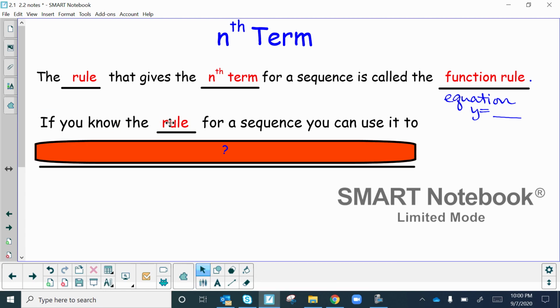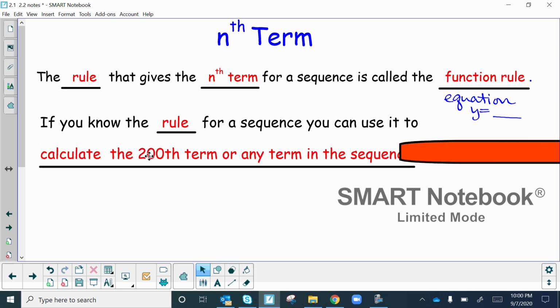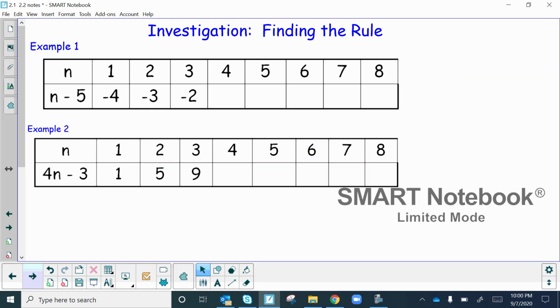Okay, so if you know the rule for a sequence, you can use it to calculate the 200th term or any term in the sequence. So this might be able to help us with some of those previous patterns that we were looking at a second ago. So let's start looking at some rules here. Here is the function rule. Let me just label that right here. So right here, that's our function rule. Doesn't it look kind of like an equation, other than the fact that it's not made with x and doesn't have y equals? That's our function rule.